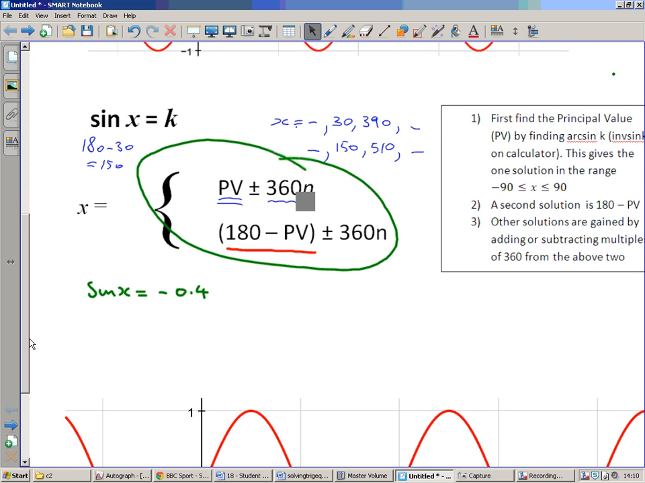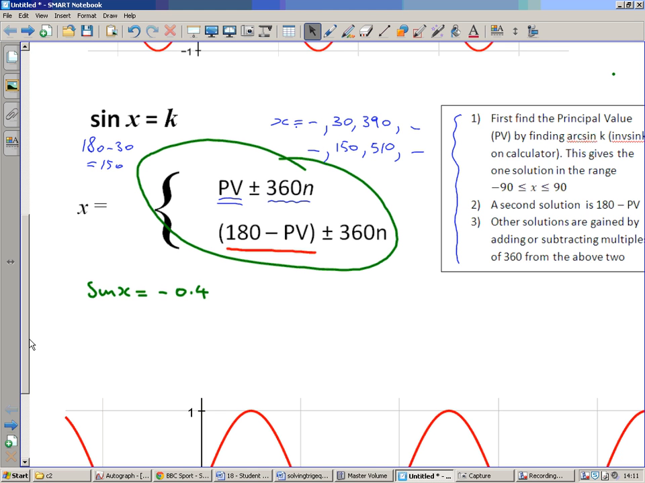Just to show you what I mean, let's use both of these methods, the graphical and the formula, to solve the equation sin x equals minus 0.4. We're basically following this process here. It's described on the sheet. So we first find the principal value by doing the arc sine.